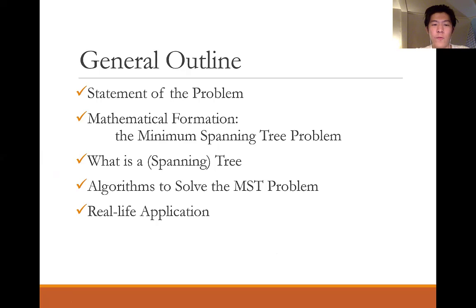In the lecture, I will first state the problem of the train track system, and then I will provide the mathematical formation for the problem, which is the minimum expenditure problem. The idea of minimum expenditure may be new to most of the students, so I will introduce the concepts of graph theory, tree, and also spanning tree. I would then provide two really useful algorithms to solve the minimum expenditure problem. And finally, I will provide some great real-life applications to stress the significance of the minimum expenditure problem.